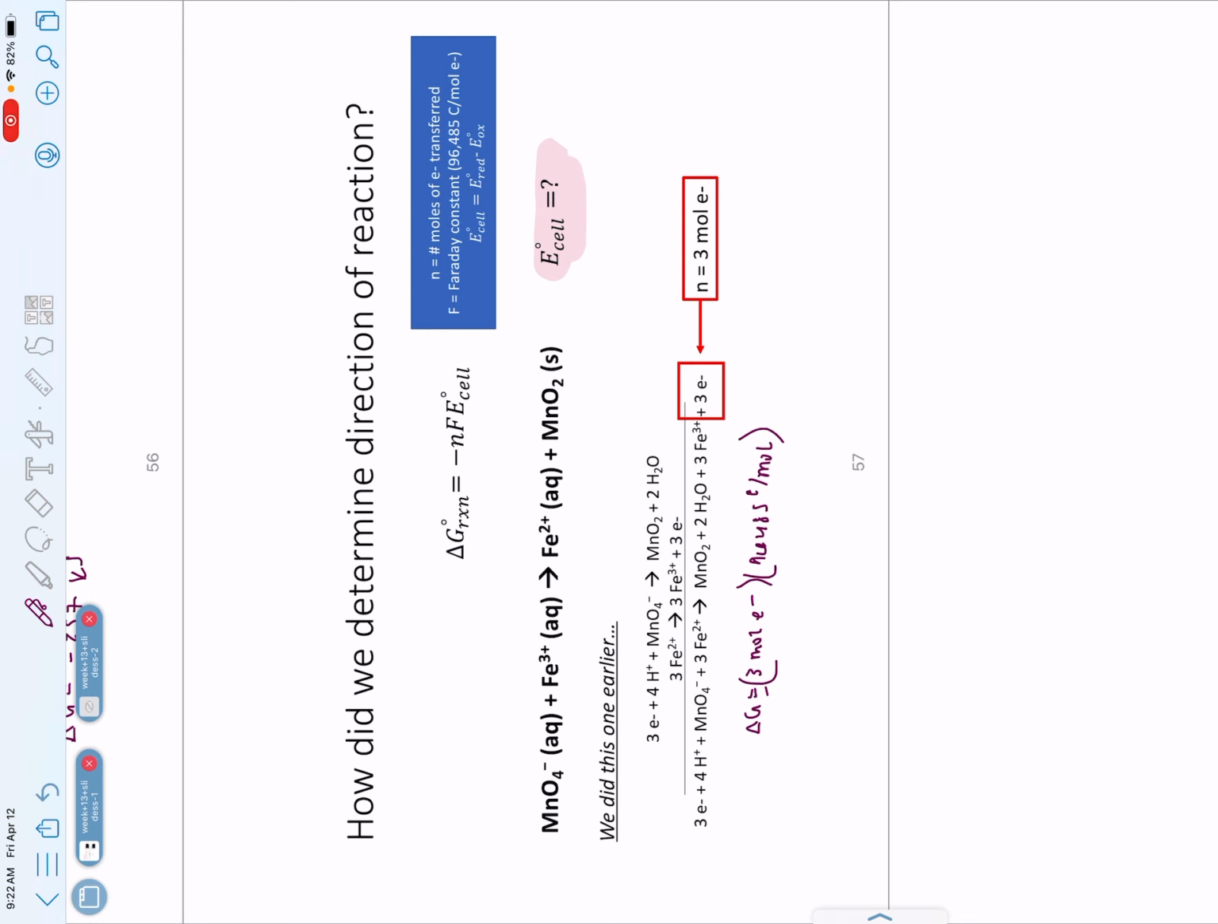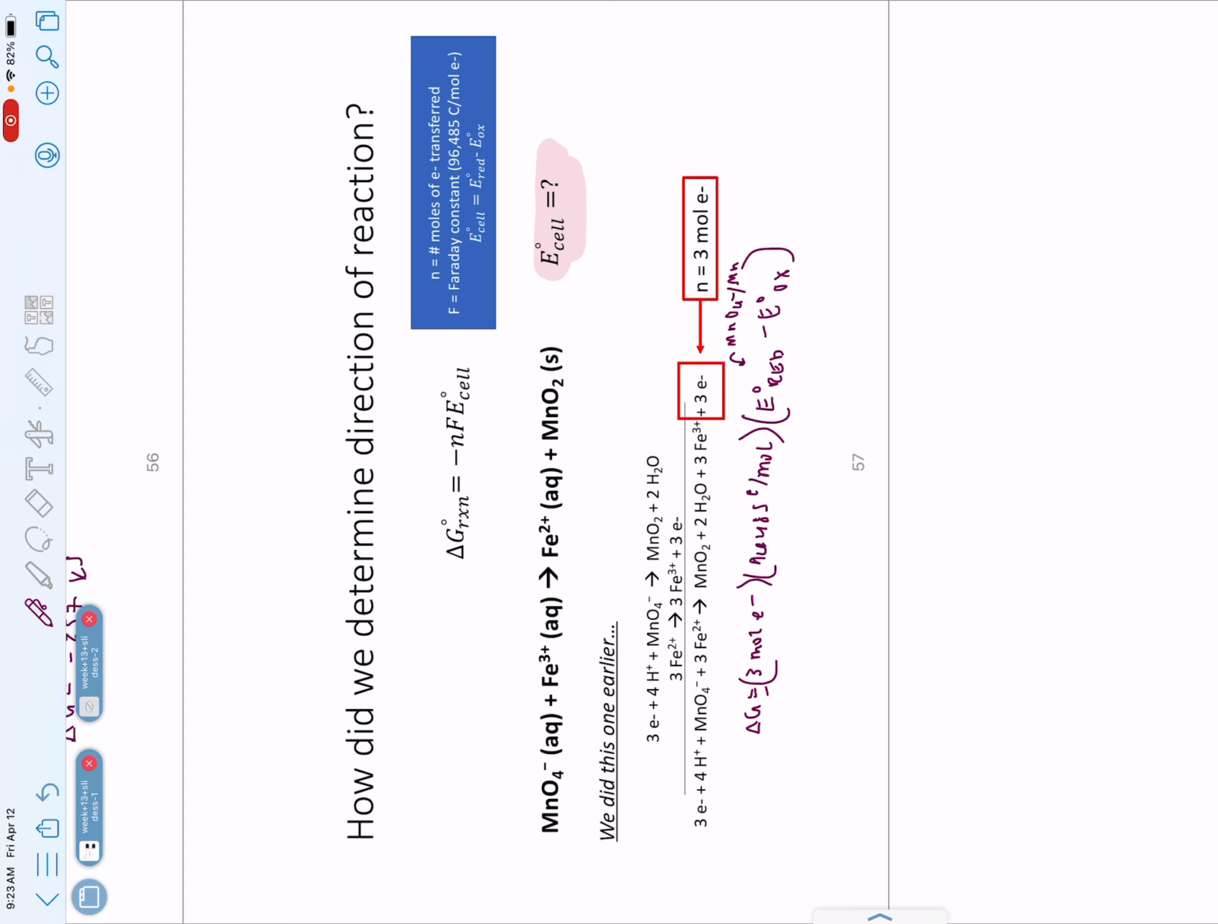My two half reactions, there we go, are permanganate going to MnO2, and iron plus 2 going to iron plus 3. Which one is the oxidation? It's the iron, right? So I'm going to need to calculate E0 of the reduction minus E0 of the oxidation. The oxidation is iron plus 2 to iron plus 3, and my reduction is MnO4 minus to MnO2. So those are the half reactions I'm looking for in my table. All right, let's see if I can find them.